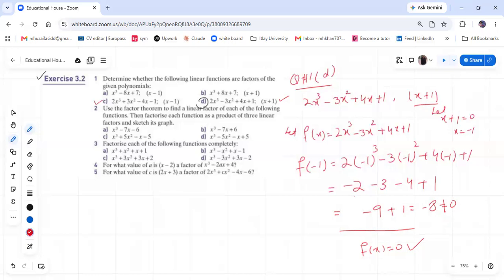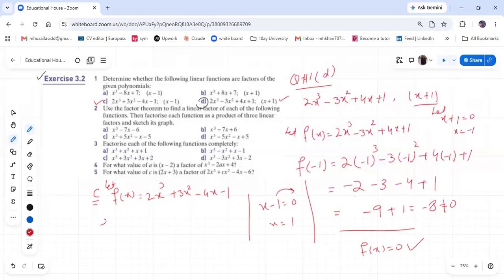Okay, so now I'm trying the C part. Let f of x be 2x cube plus 3x square minus 4x minus 1, and our factor is x minus 1. Minus 1 moves to the other side and gives us plus 1. So we set f of 1 equal to 2 into 1 power 3, plus 3 into 1 power 2, minus 4 into 1, and minus 1.